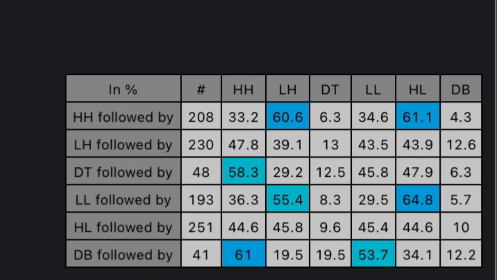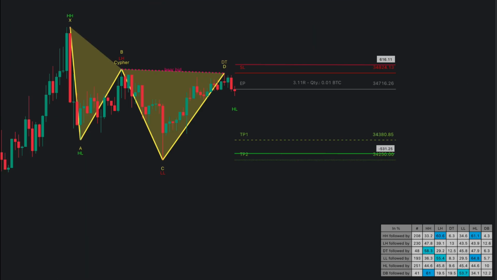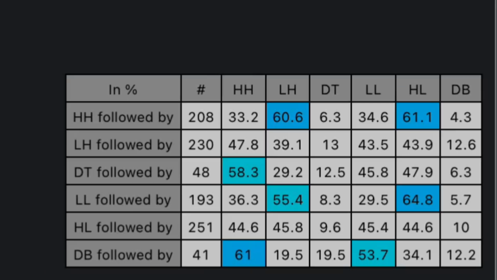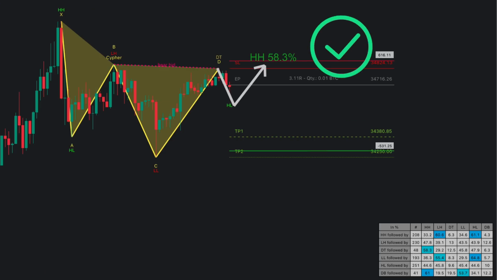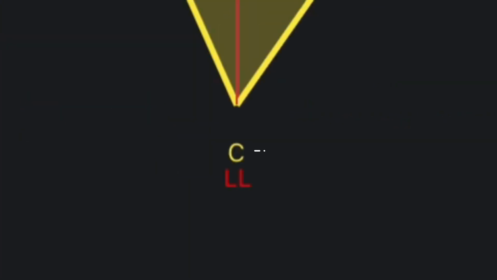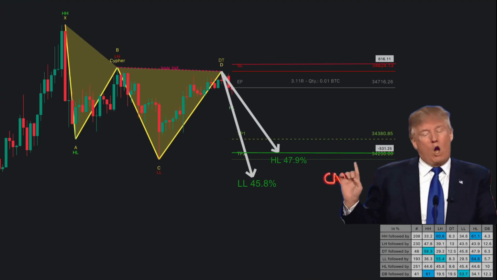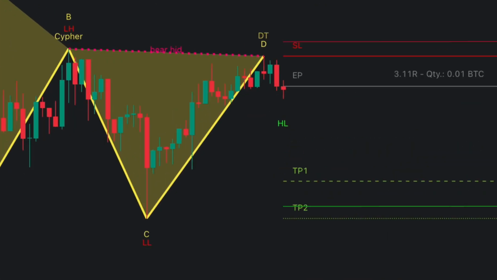Confirm your stop loss using the relation statistic. As we formed a double top with the last upswing, observe the probability for a higher high. With 58.3%, a stop loss above the last high seems to be the right decision. Additionally, consider your take profit, which is positioned above the last downswing low. The probabilities for a lower low and a higher low after a double top are nearly equal, providing no clear indication for a lower low. This suggests that your take profit appears to be well placed.